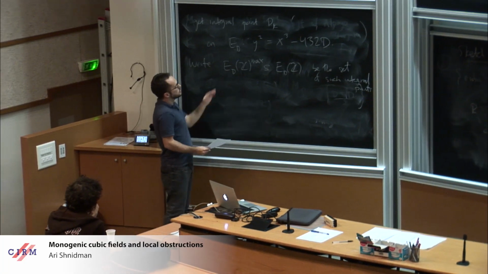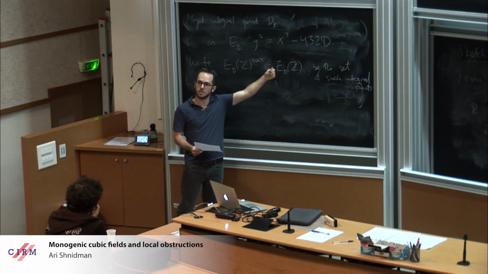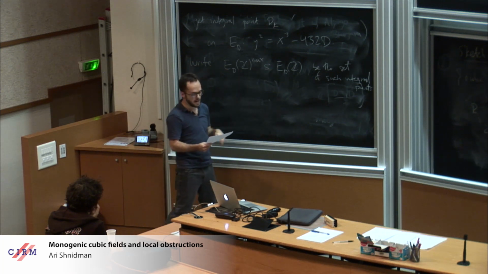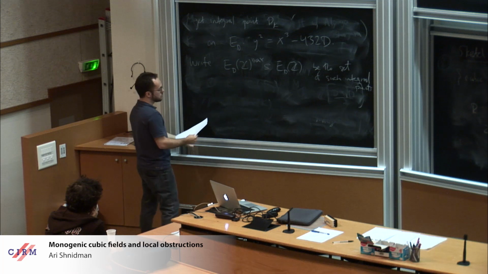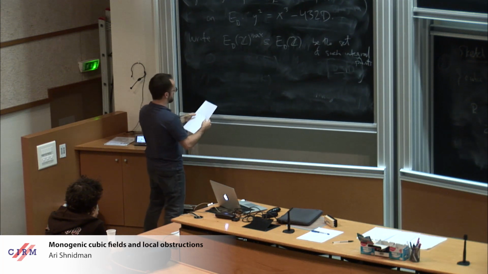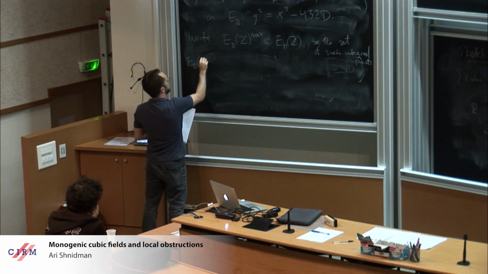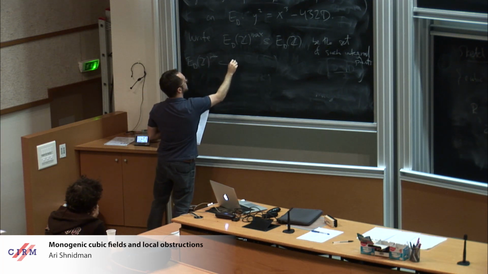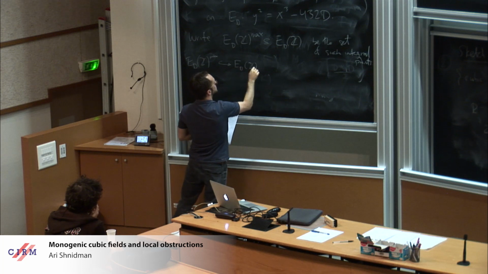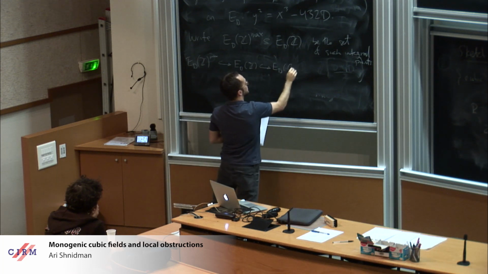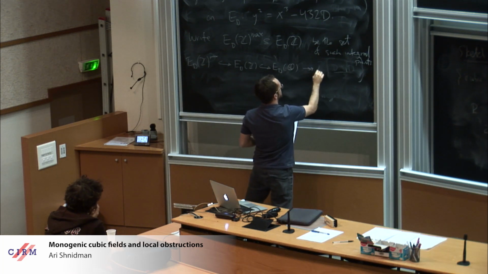And I'm looking at the set of all integral points that could arise from such a construction, from monogenic K. And what we'll do is we'll study the following map. This sits inside the set of all integral points, which sits inside the set of all rational points. This is a group. We can mod out by 2.